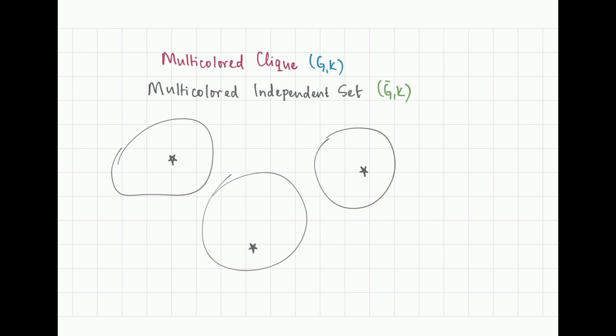So we will see how multicolored independent set can be used to show the hardness of dominating set, and that's something that's coming up in the next segment, and I'll see you there.